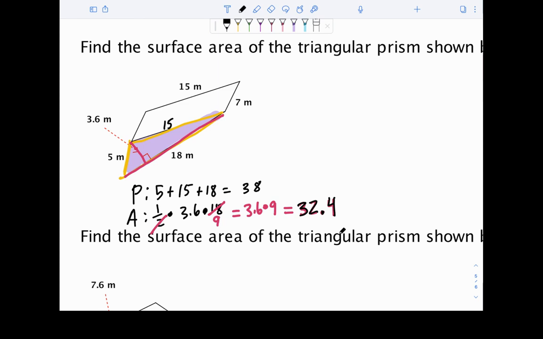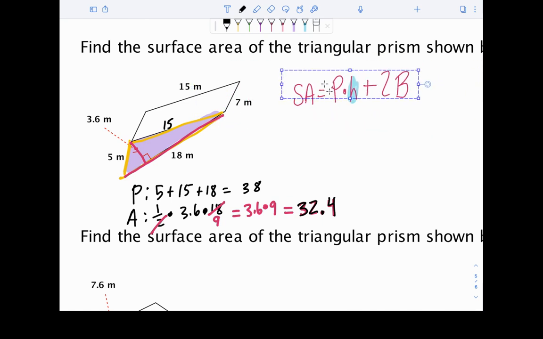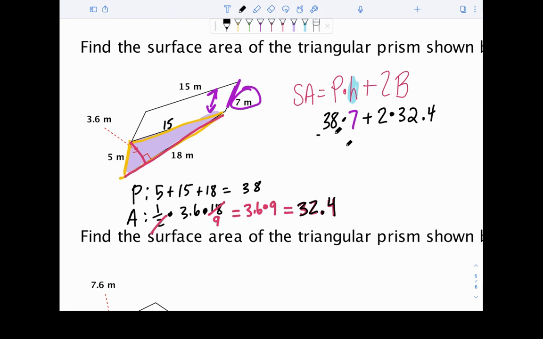Okay, so again, looking at the surface area formula. So we're going to go ahead and pull that in. So perimeter, 38 times height. Height is that one thing we haven't used yet. It's over here. It's the 7. It's the distance between the two triangles. So that's 7 plus 2 times the area of the triangle, which is 32.4.